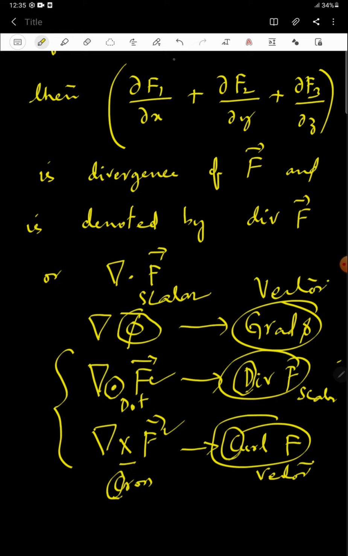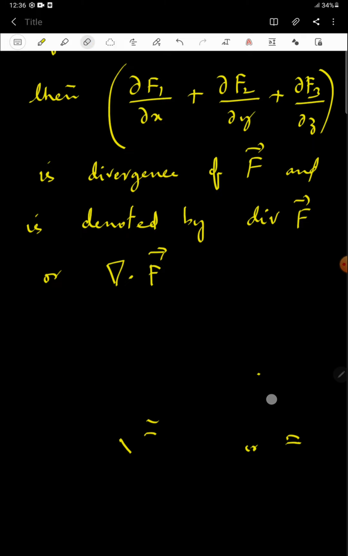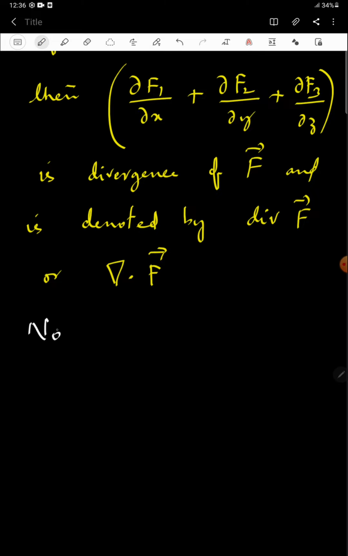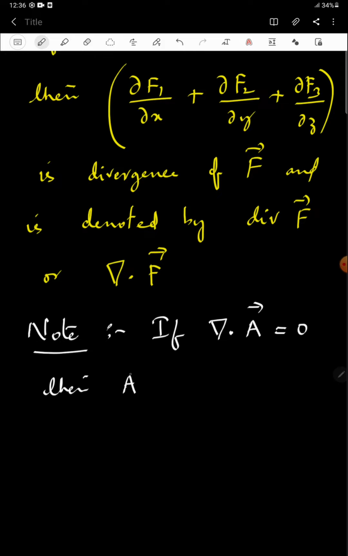So this is a short recap of the earlier things which we have seen, and now we'll go into this video about what is meant by divergence. And let's look at a very important concept, that is solenoidal vector. Note that if del dot some vector a is equal to 0, then that vector a is called solenoidal vector.